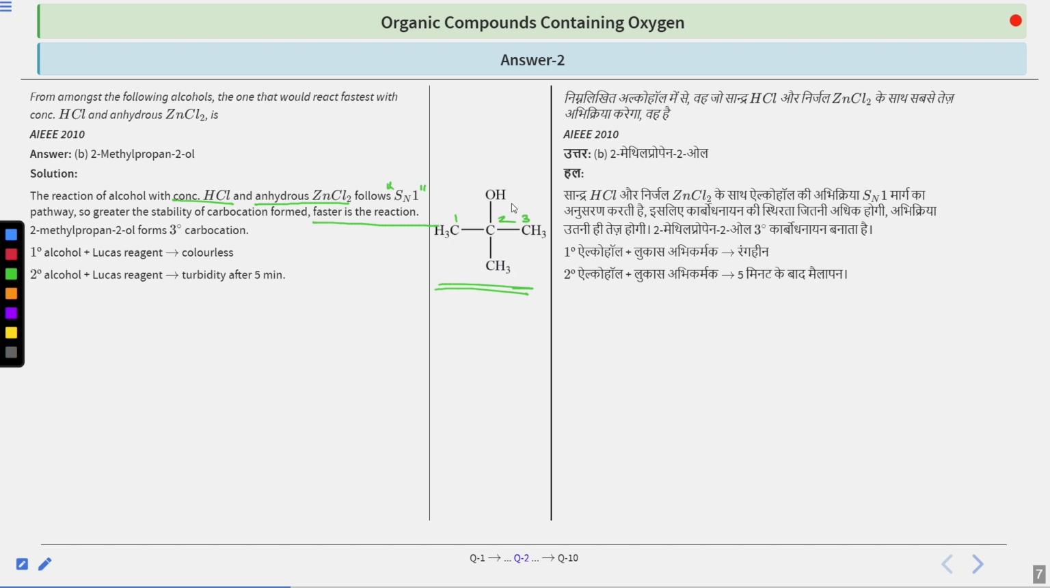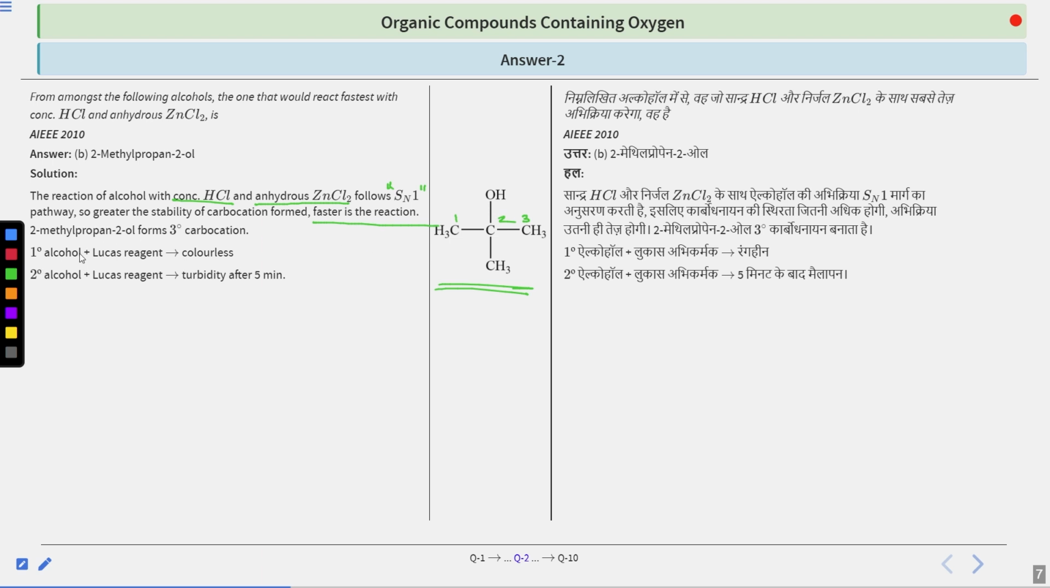So this is a tertiary carbocation. Because if you remove this OH group, the positive charge will come at the second position carbon. So this will be a tertiary carbocation. And tertiary carbocation is the most stable. Okay, and as we said, in the SN1 pathway, the rate depends upon the carbocation stability. So greater stability, faster the reaction, and the most stable carbocation is the tertiary carbocation.